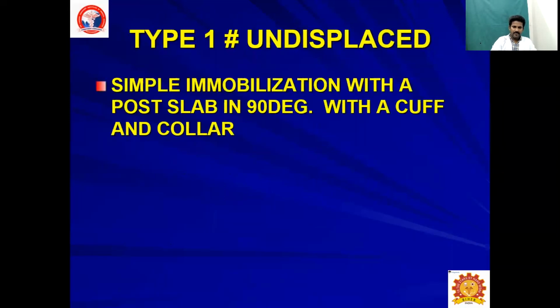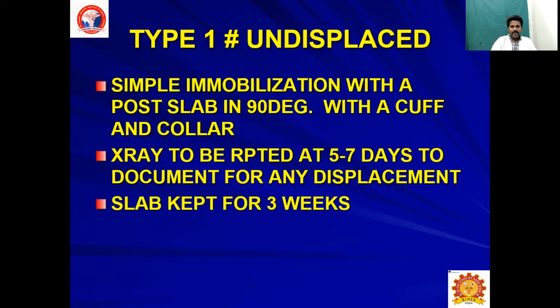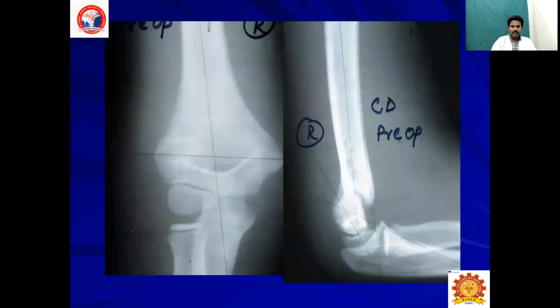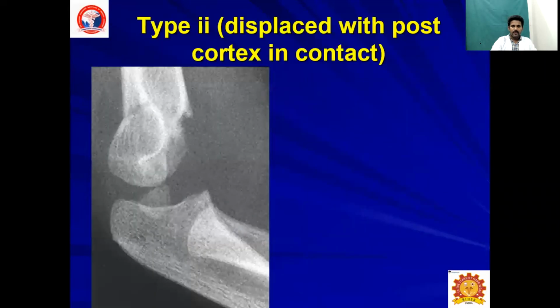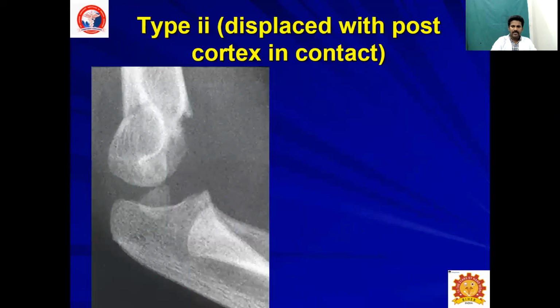For a type 1 undisplaced fracture, simple immobilization with a posterior slab at 90 degrees, with cuff and collar, is more than enough. The X-ray is to be repeated after 7 days and documented for any displacement. The slab is kept for 3 weeks. You can see a slab which is hanging from the IV stand to reduce the swelling. Post-reduction X-ray: you can see a fracture X-ray here. This is pre-reduction, this is post-reduction, and the fracture is reduced.